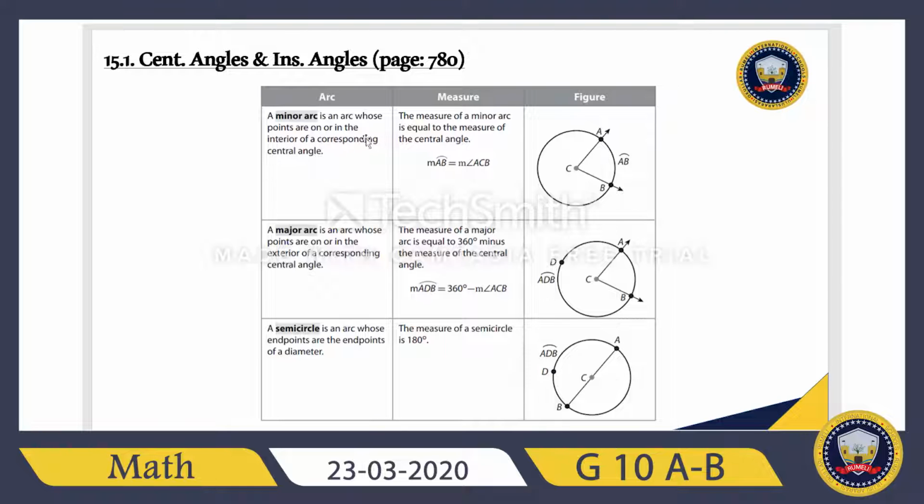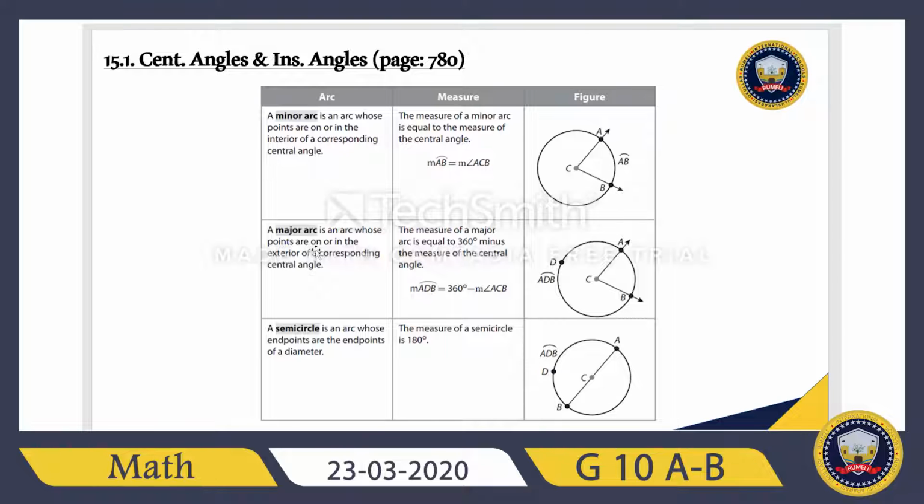All right. So the first type we have is a minor arc. It's an arc whose points are on or in the interior of a corresponding central angle. For example, this one is a minor arc. It's like the small arc, here, AB. I said the measure of AB, the arc of AB, equals the measure of the angle ACB.